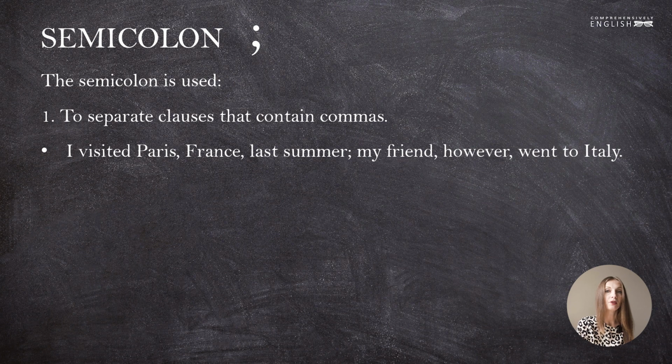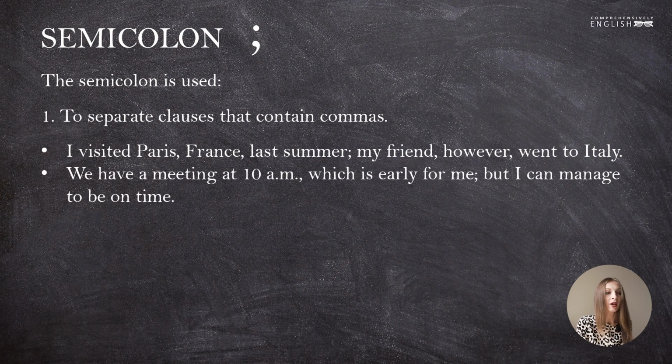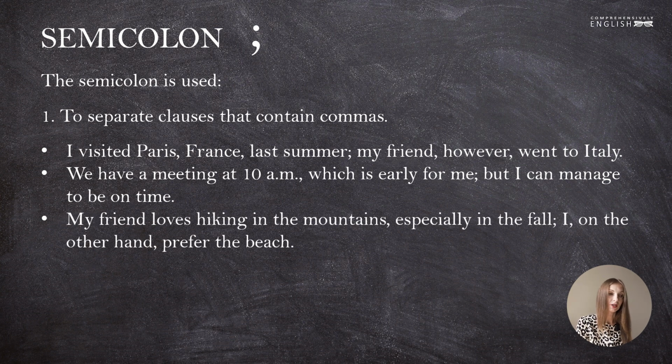You see that in both of these clauses there are already elements that are set off by commas: France in the first one and however in the second. So it's only logical to separate these two clauses with the help of the semicolon. Another example: we have a meeting at 10 a.m., which is early for me, but I can manage to be on time; my friend loves hiking in the mountains, especially in the fall; I, on the other hand, prefer the beach.